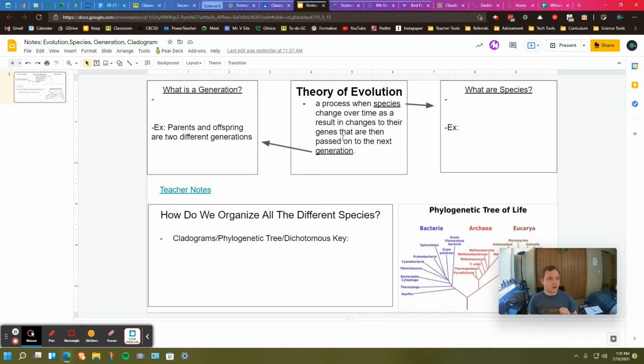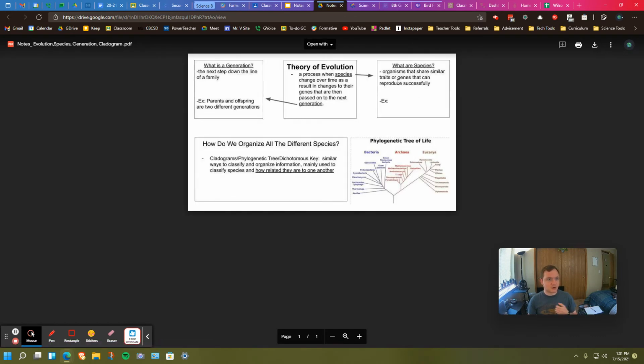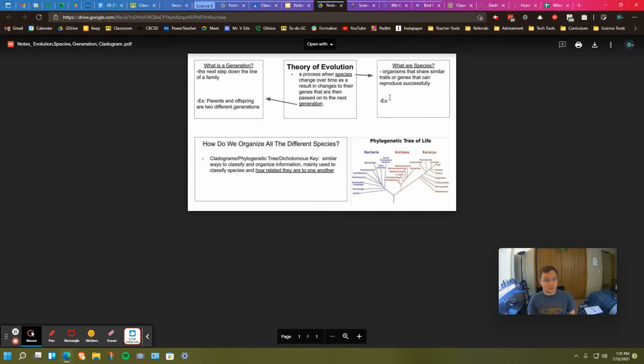Now, if we want to break this apart, we already know what a species is. If I look at the teacher notes here, which is what I'm going to pull up, we talked about what a species is way back in Unit 2. To clarify, a species is organisms that share similar traits or genes and can reproduce successfully. You could list any examples: horses, bats, squirrels, whatever example you want, for species.